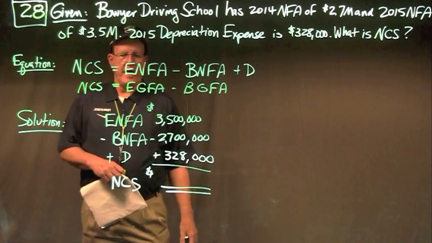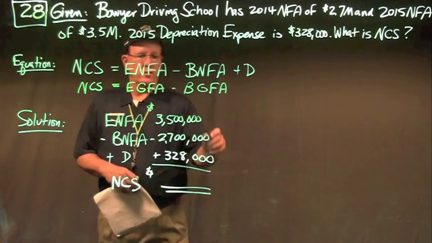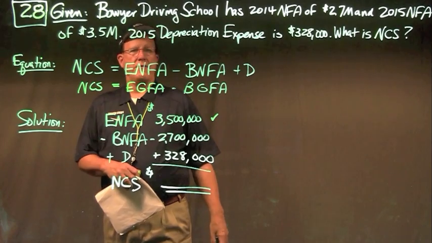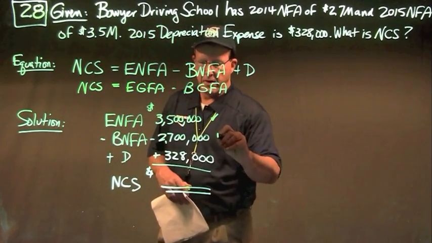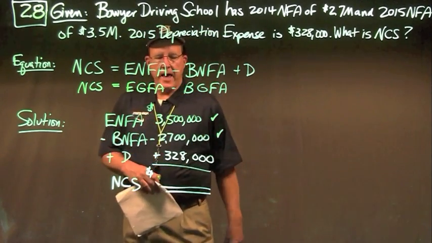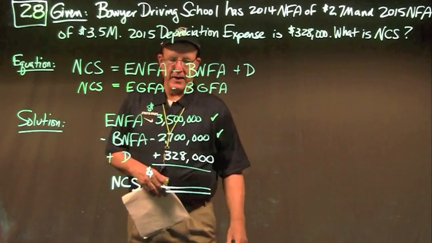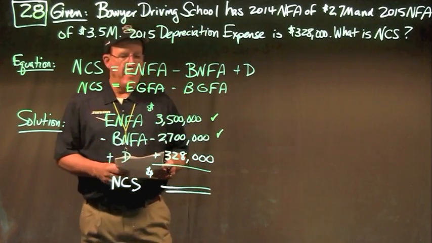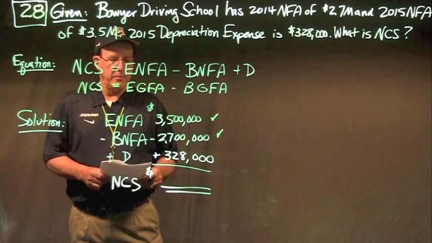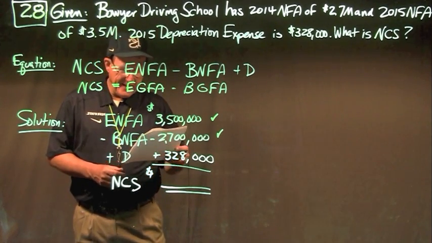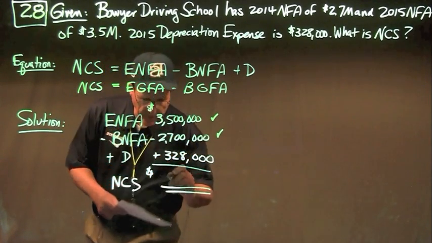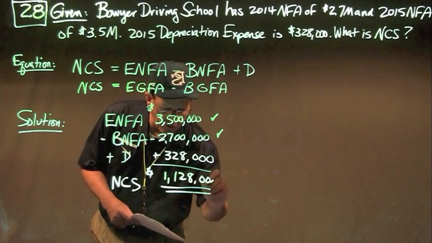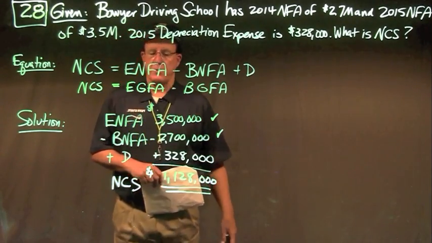Since we're given ending net fixed assets, we must use 3.5 million. We're going to subtract beginning net fixed assets of 2.7 million, that's 2014 beginning, and we have to gross it back up by adding back depreciation of $328,000. If I do that math, ending minus beginning plus depreciation, I get an NCS of $1,128,000. And there's your answer to problem 2.8.